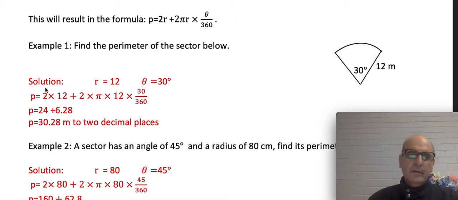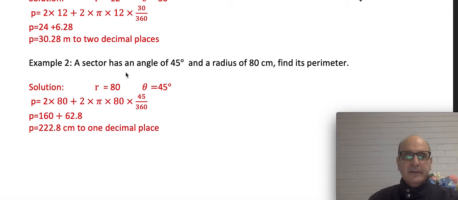If you type all of this in your calculator, you will end up with 30.28 to 2 decimal places. That will be your answer. But the answer will be in meters because the radius was in meters.